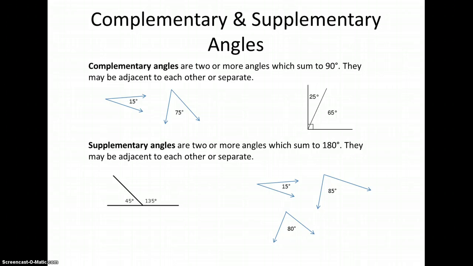The blue angles on the right, 15 degrees, 85 degrees, and 80 degrees, add up to 180 also. These angles are supplementary to each other.